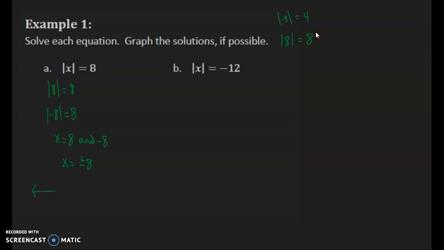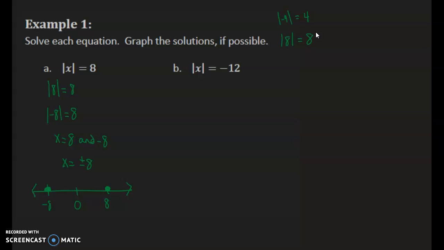Now to graph the solutions, all they're asking you to do is to go on a number line and graph a dot where each solution is. So in this case, you would have a solution at -8 and at +8.